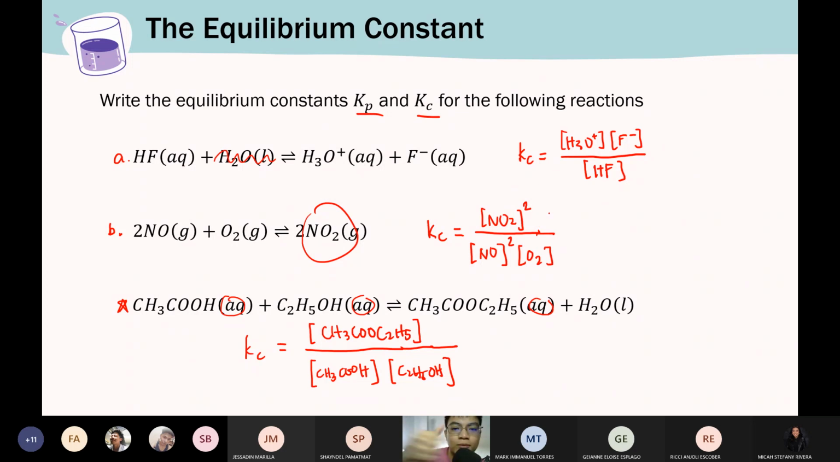Sino yung nakuha ito? Press your like button. Nakakuha kayo nito? Like button na lang. Okay? So that's good. So si Ellery, Shendel, Samantha, Richie, Aaron. Okay? That's good. And then for Kp, ano gagawin mo? O yung square bracket, palitan mo lang ng letter P. Okay? Literal na letter P. Okay. So PNO2 squared, PNO squared, and then PO2.